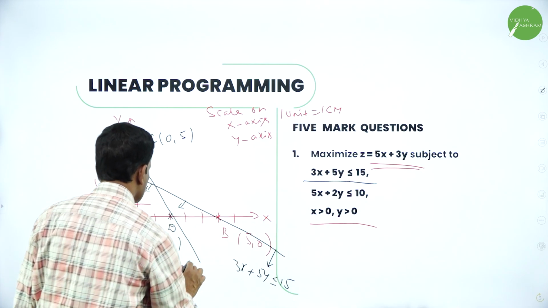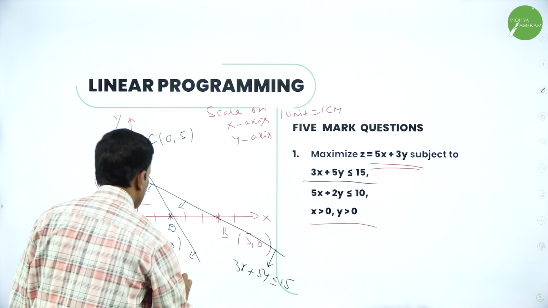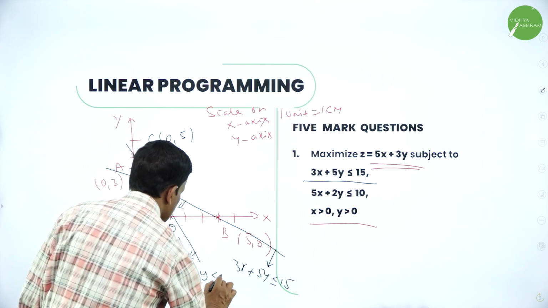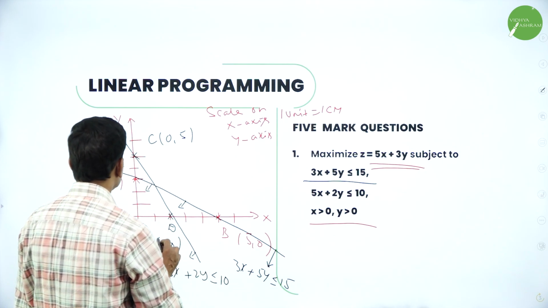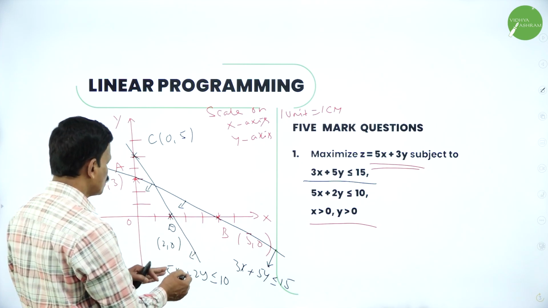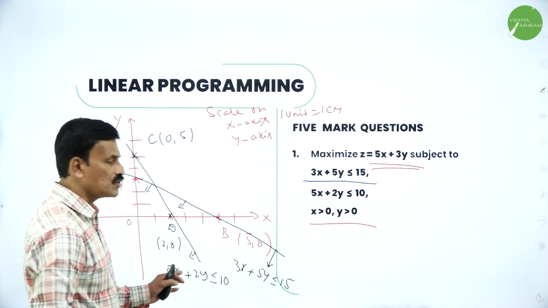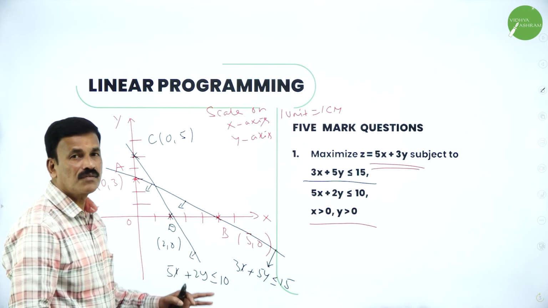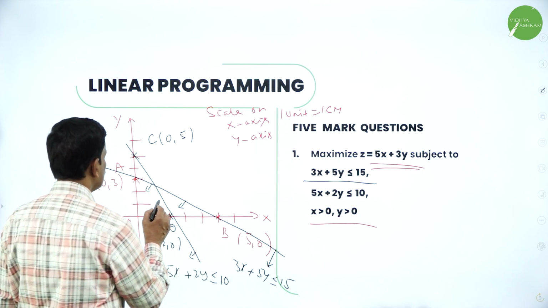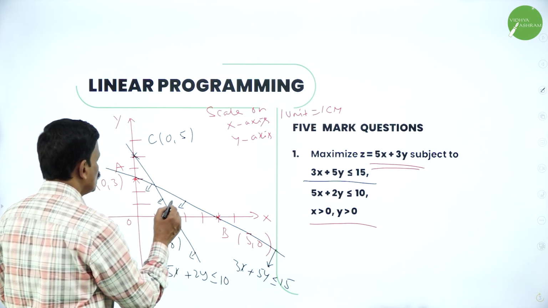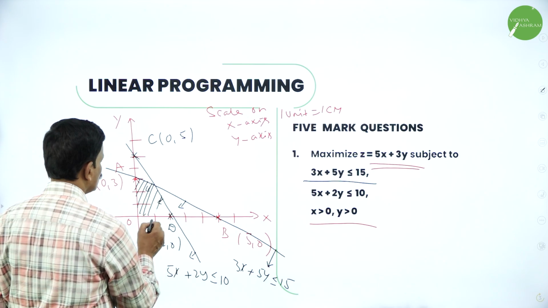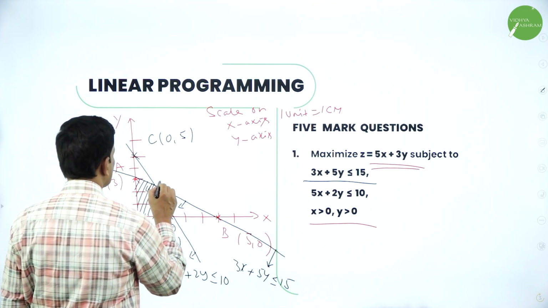So what is this line? This line is 5x plus 2y is less than or equal to 10. Less than or equal to 10 means if you put x is equal to 0, y is equal to 0, 0 plus 0 is less than 10. So therefore it is true. That means the feasible region is towards the origin. This is the feasible region, right? And this is the point E.